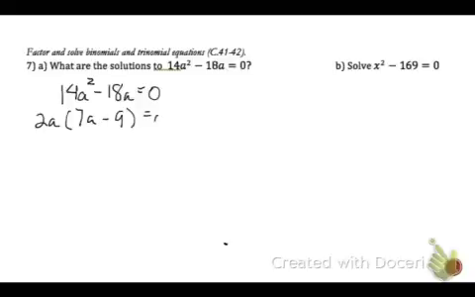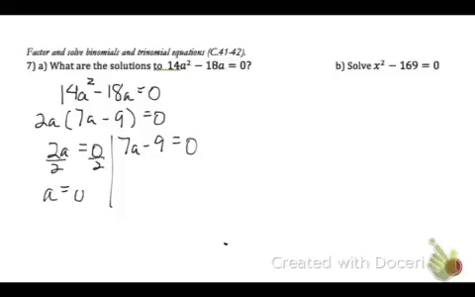9 left. Now when you have two things multiplying together to equal 0, you can use the zero product property rule and set both of them equal to 0 and solve. So now we divide by 2, so a equals 0. Add your 9 and divide by 7, so a also equals 9/7.